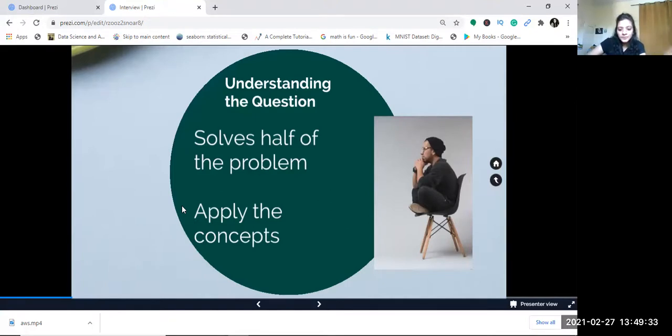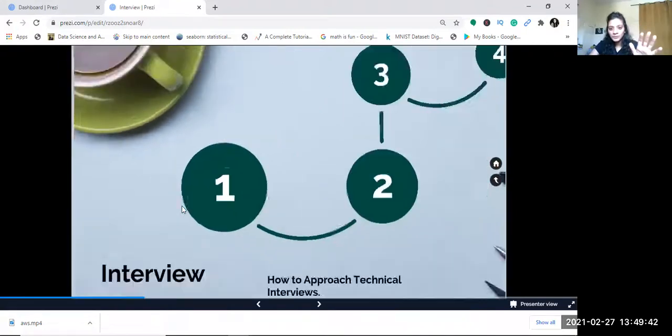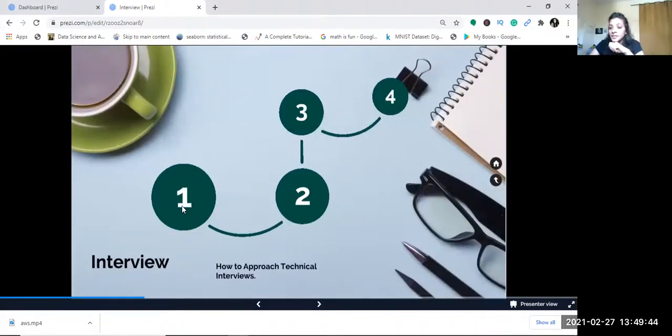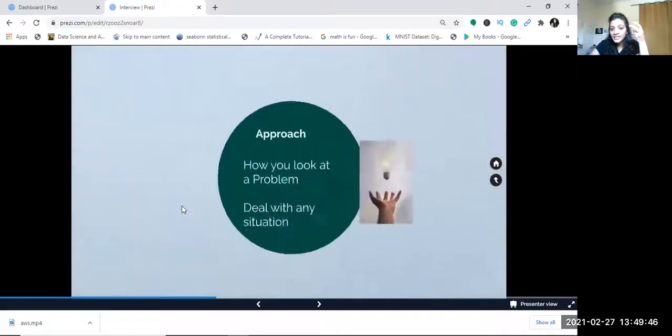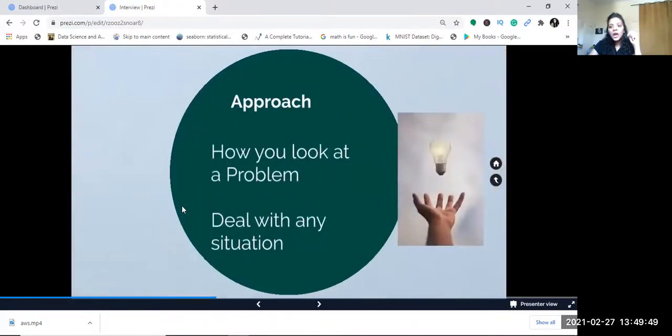That is for sure. Applying the concepts becomes really important here, because when you understand the question, now comes the real task of solving the problem. And this is what makes me come to the second part of it, and that is your approach. How do you approach a problem?